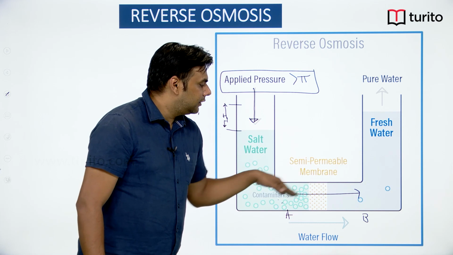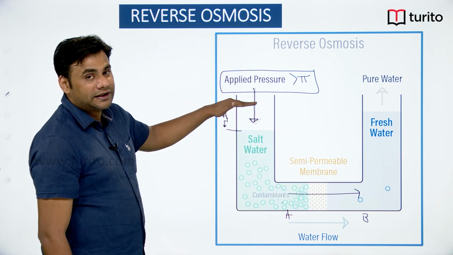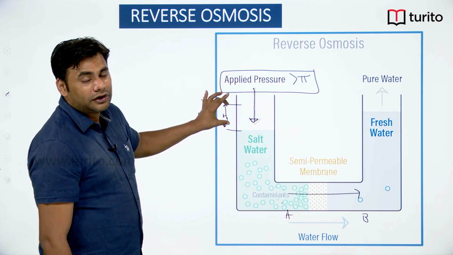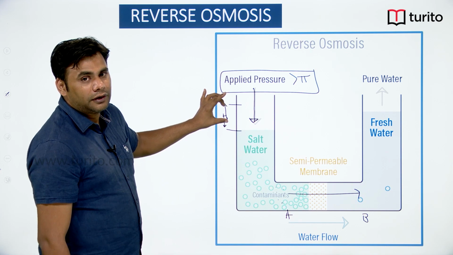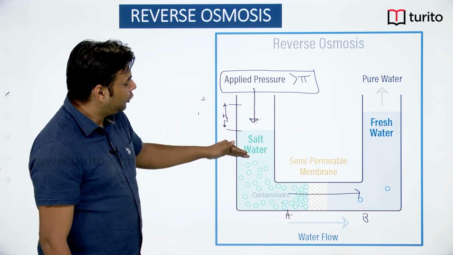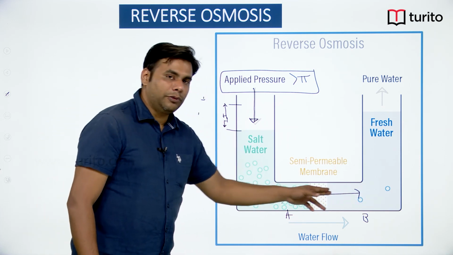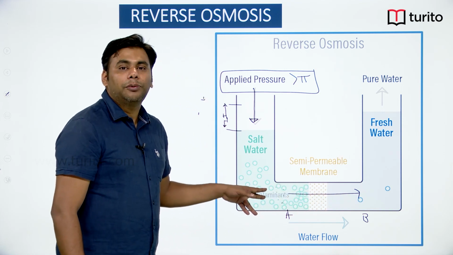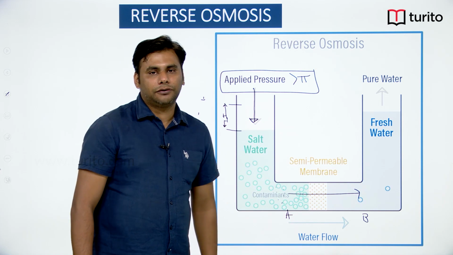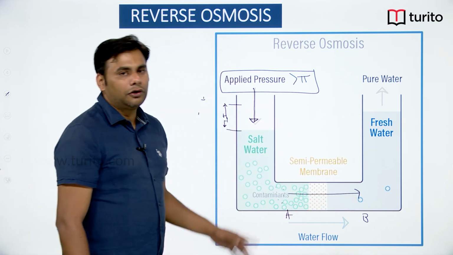So if the solvent was passing from B to A, the salt water keeps on rising. After a certain time it would acquire a height h. This column of liquid of height h would exert a hydrostatic pressure. Because of that hydrostatic pressure, the solvent from B won't be able to cross the semi-permeable membrane and enter into A. So that hydrostatic pressure was known as the osmotic pressure, the pressure required to stop the osmosis.